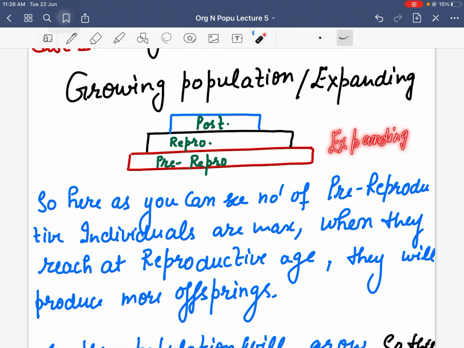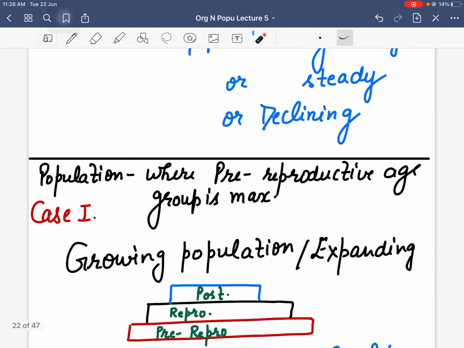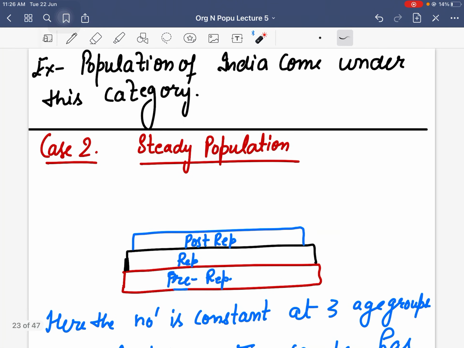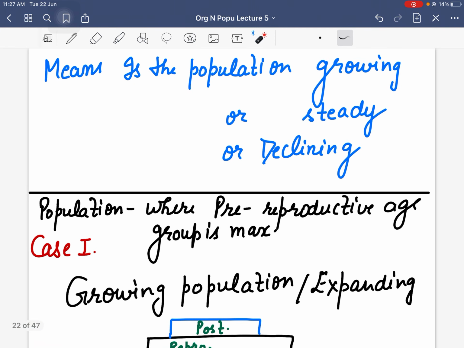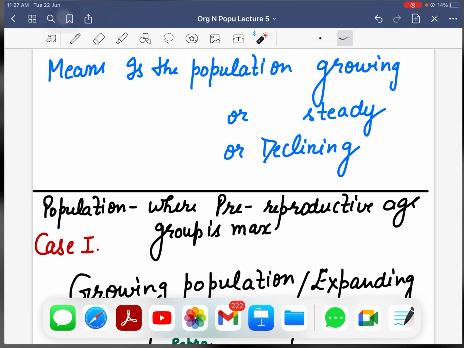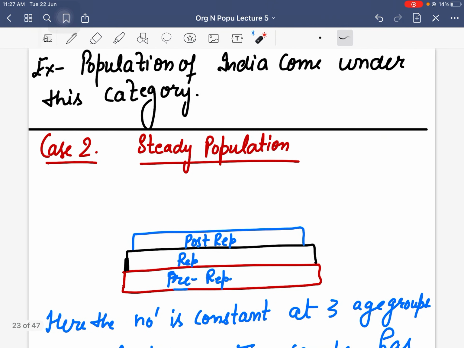Basically the age pyramid is increasing, and this is called an expanding age pyramid, right? Expanding population. So here the post-reproductive and reproductive are fewer, and maximum is the pre-reproductive age. This type of population is known as a growing, or expanding, population. And the population age pyramid of India, our country, comes into the expanding category.